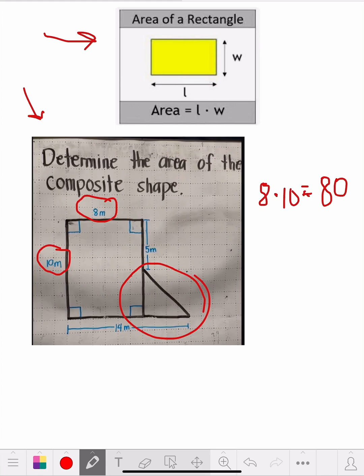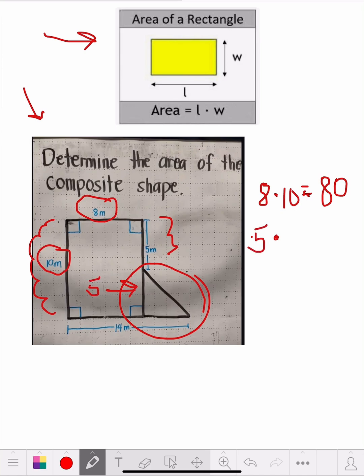Now we have this piece here. What are the dimensions of that? They told you that this whole length here is 10, and they told you this length is 5. So it's going to be the difference, which is 5. This part here is going to be 5.